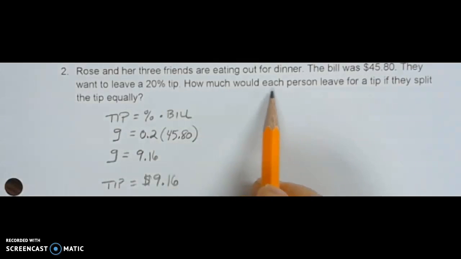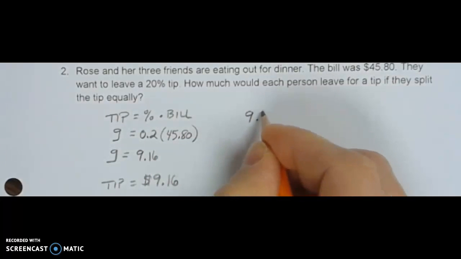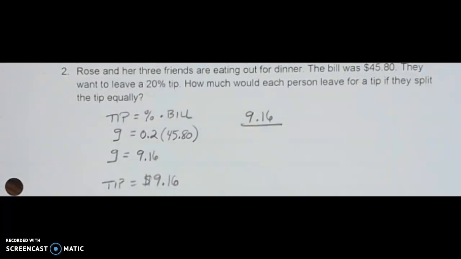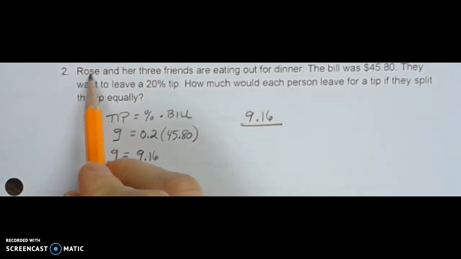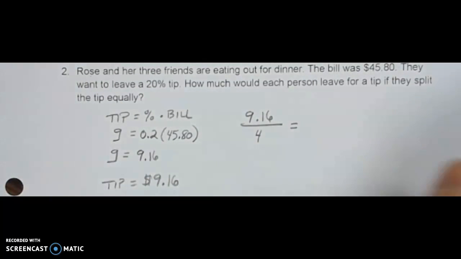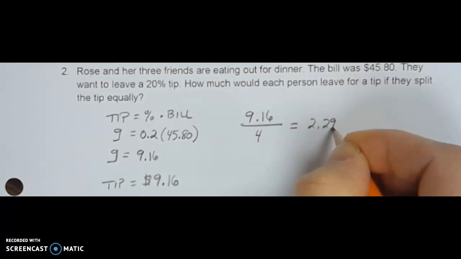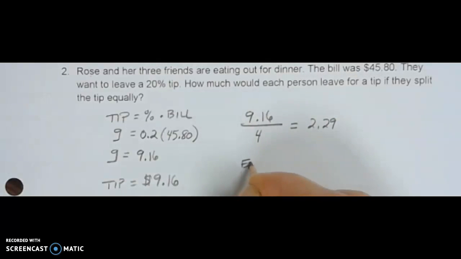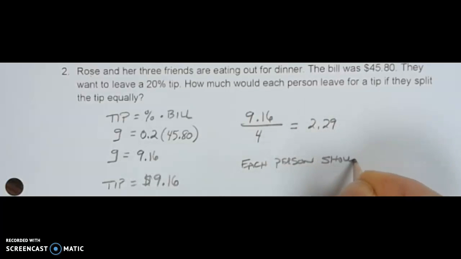But they want to know how much will each person leave if they split the tip equally. So we have to take the amount of the tip, the $9.16, and divide it by the number of people. And we were told that there's Rose and her 3 friends, which means that there's 4 people. So if you do $9.16 divided by 4, that's going to give you 2 29/100ths. So that's going to mean that each person should leave a tip of $2.29.